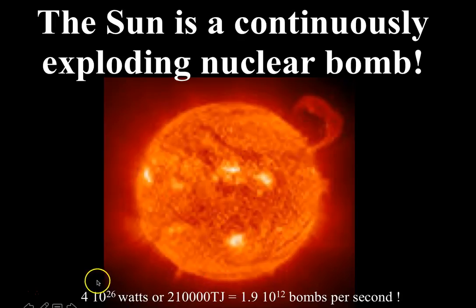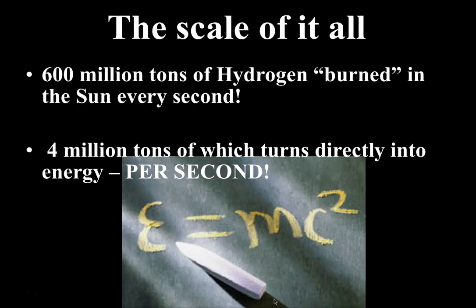So in order to create this luminosity, how much energy are we producing? 2 billion bombs per second. 2 billion hydrogen bombs per second. Tremendous amount of power. The scale of it is unbelievable. 600 million tons of hydrogen are being burned, if you want to use that word, every second. But get this, 4 million tons of material disappears per second. Disappears. The sun is getting lighter every second by 4 million tons.